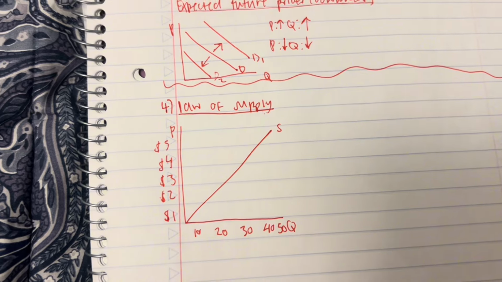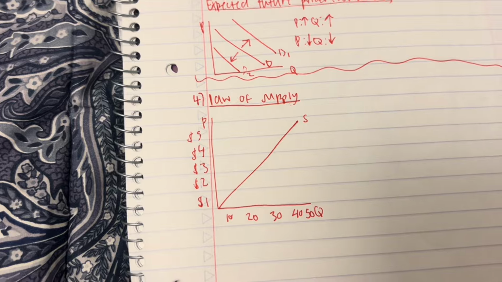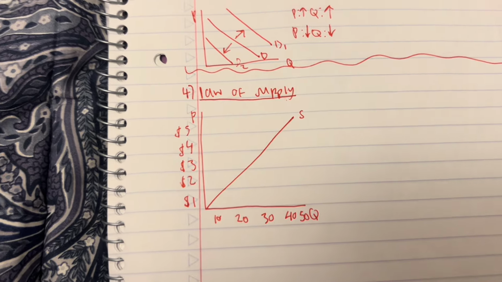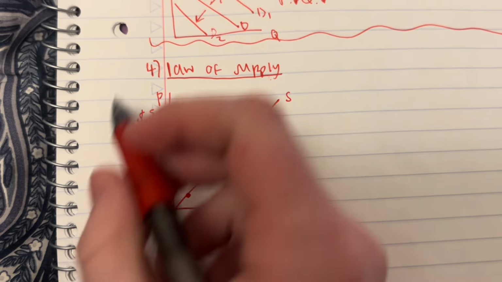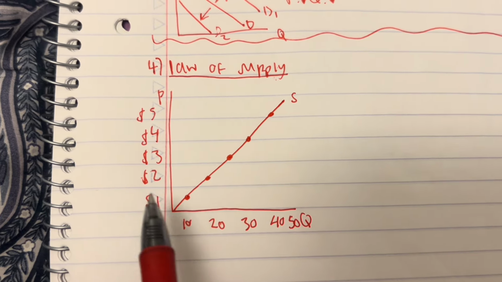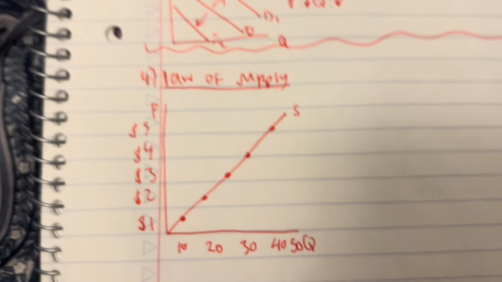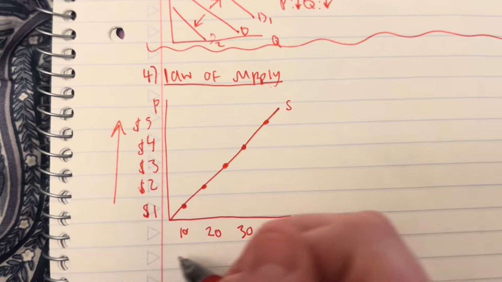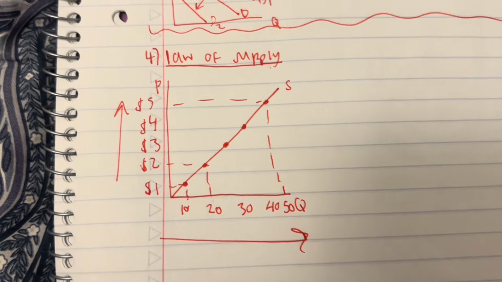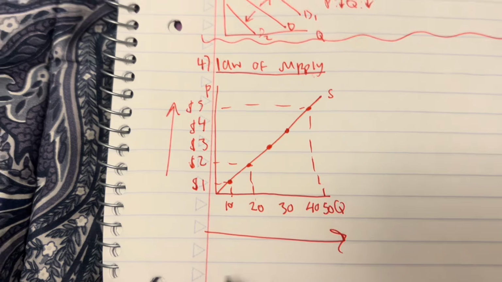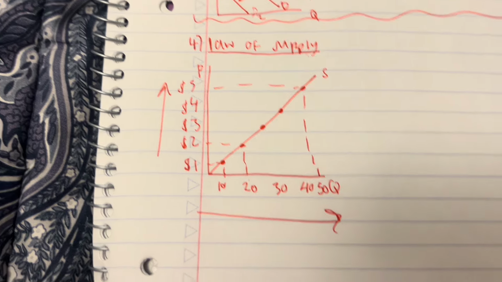The law of supply states that all else being equal, as the price of a good increases, the quantity supplied also increases. So as the price increases, the quantity will also increase. So at $1, it's 10, $2, it's 20, $3, 30, $4, 40, and then $5, 50. So as price increases, so will the quantity. This happens because higher prices equal more profit, which makes manufacturers want to supply more of their good.